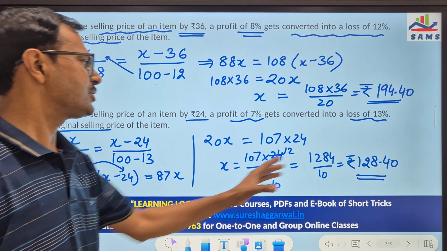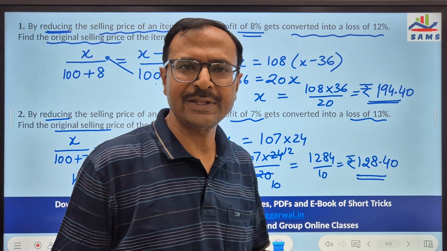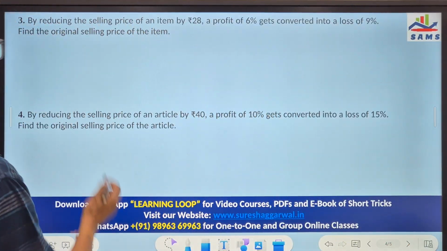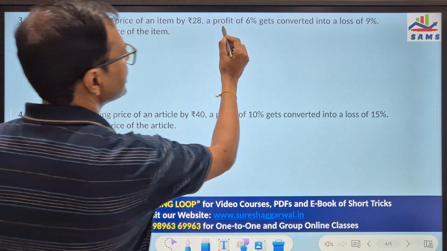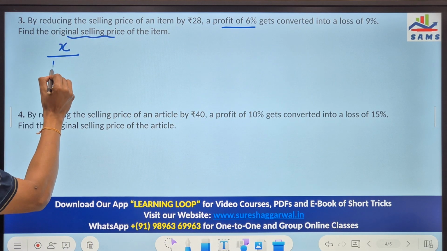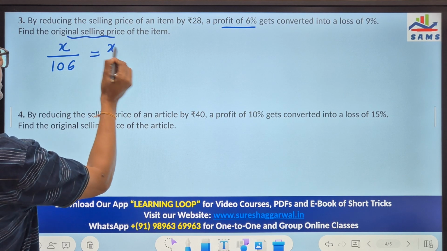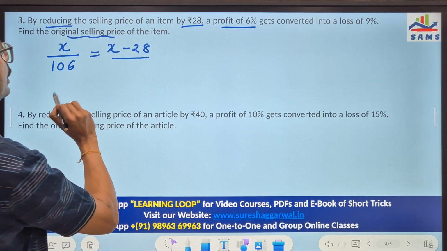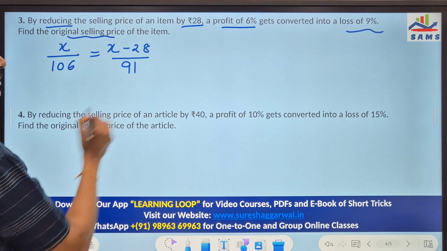See, solving also is not a problem, because if you know the basic skills of solving the equations, then this will work. Okay, let's see another one. Original selling price X upon, what was the original thing? Profit of 6%, so 106. See, I am skipping more steps now. Equal to X, reducing by 28, so minus 28 upon final thing, loss of 9%, so 100 minus 9, 91.